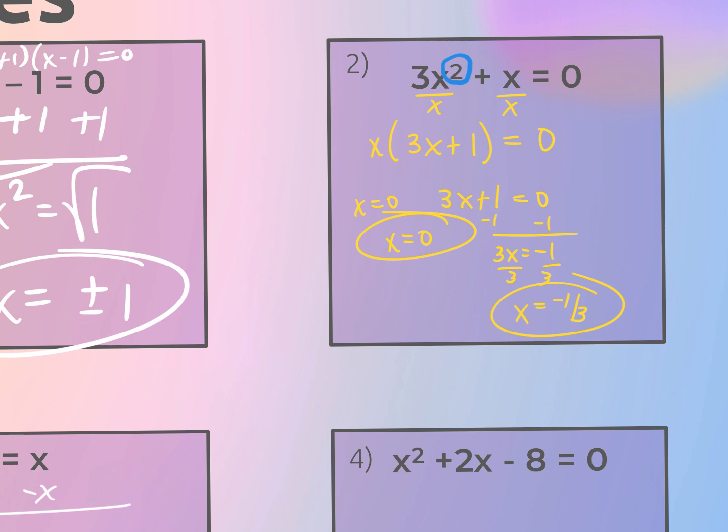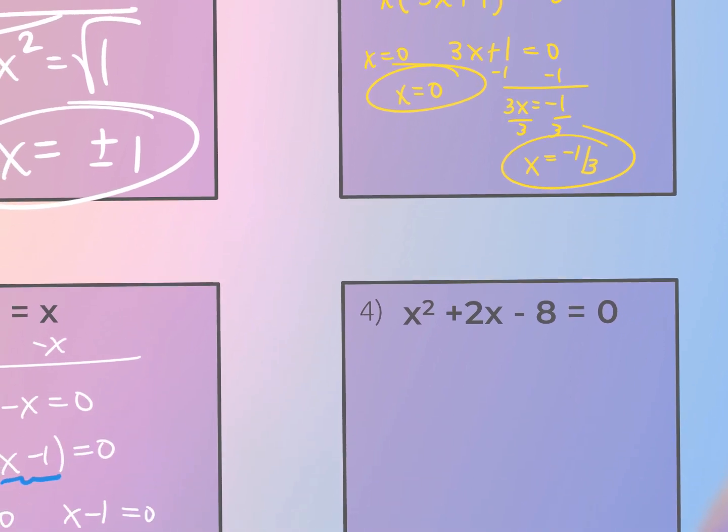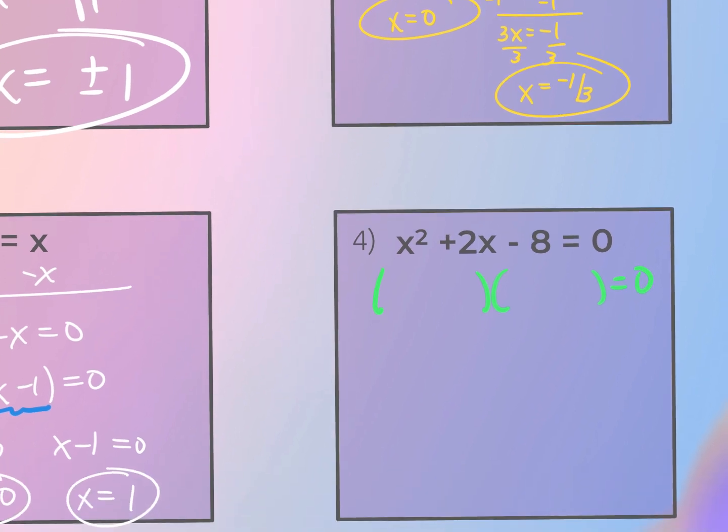Is everything on one side? Yes. I have x squared plus 2x minus 8. Can we factor this trinomial? We sure can. What are the factors of negative 8 that multiply to give me negative 8, but add to give me 2? X plus 4 and x minus 2. All right, now that we factored, what do we do with each of those parentheses? We set them equal to 0. Good.